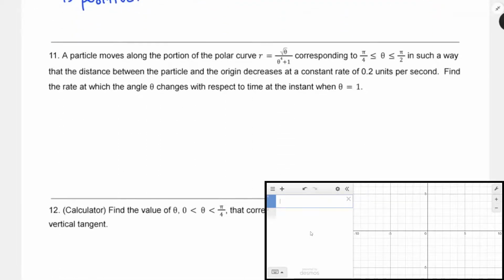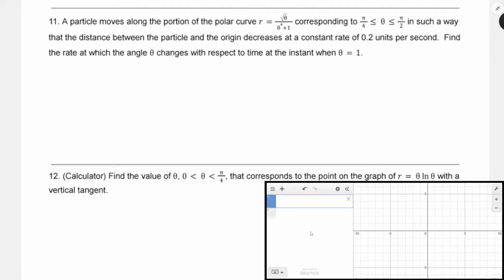All right, now number 11. A particle moves along the portion of the polar curve corresponding to pi over 4 to pi over 2 in such a way that the distance between the particle and the origin decreases at a constant rate of 0.2 units per second. Find the rate at which the angle theta changes with respect to time at the instant when theta equals 1. That one looks interesting. This is another one I feel like might need a calculator, but I'll try to use the quotient rule.